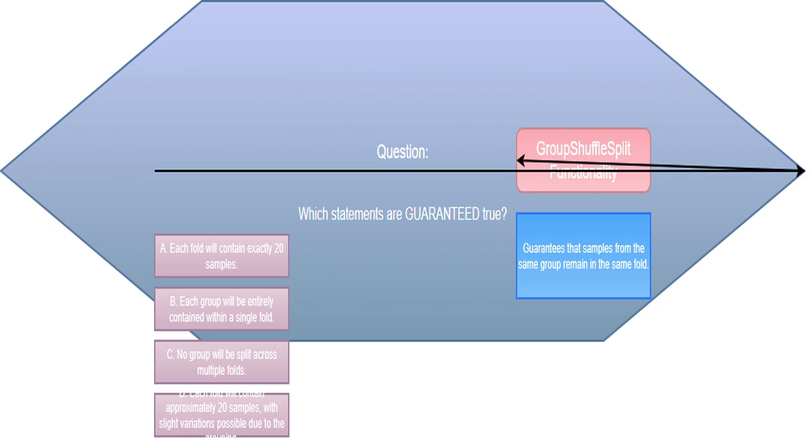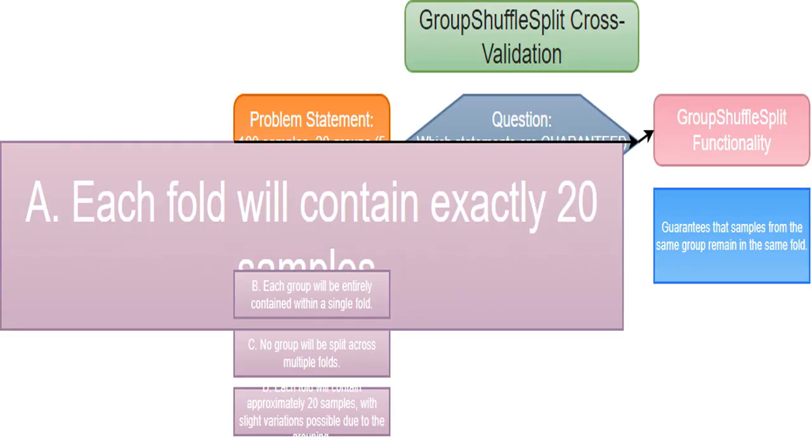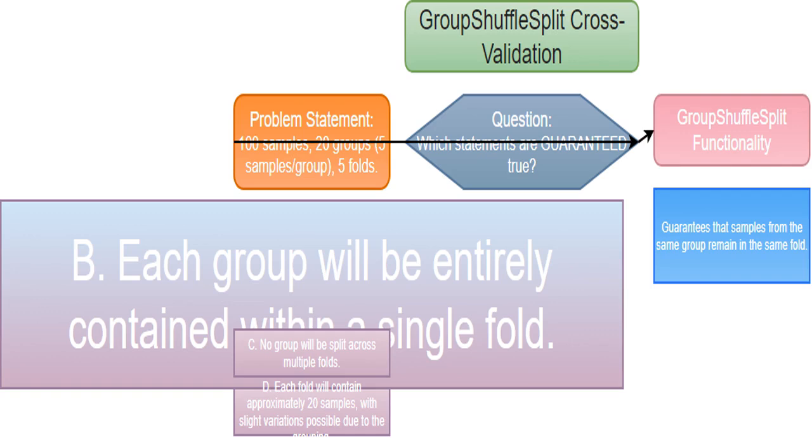This is false because GroupShuffleSplit prioritizes keeping groups whole. Since group sizes are 5 and the folds may not be exactly 20 samples. This is absolutely true. That's the main point of GroupShuffleSplit: no group gets split.